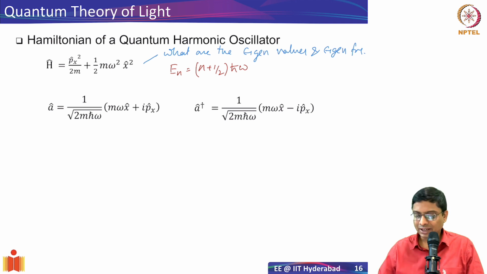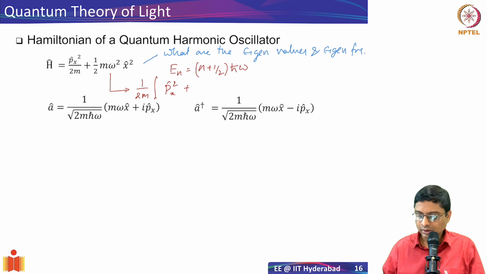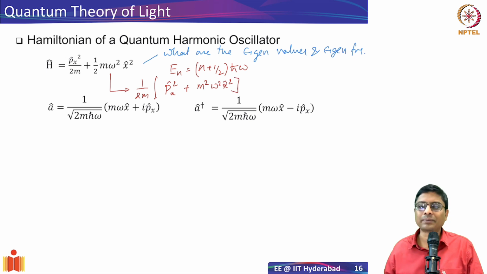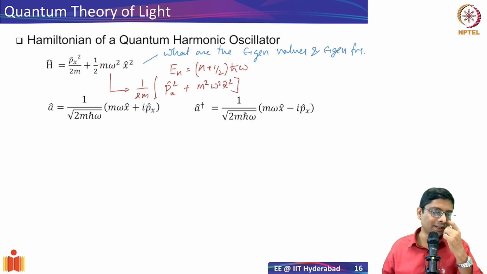The idea was, if you have a Hamiltonian like this, I can rearrange it a little bit. I'll write it as 1 over 2m, I'll take it out, then I can write it as px square, operator square, plus, if I take out m, m square omega square x square, x cap square. This is my Hamiltonian.